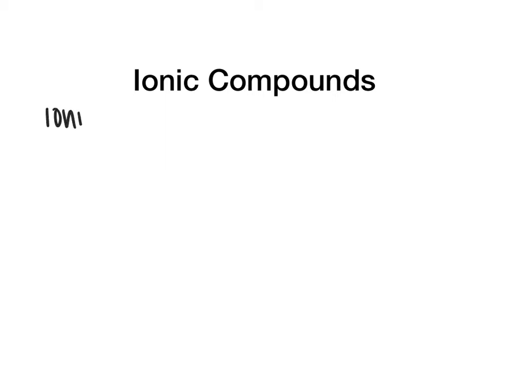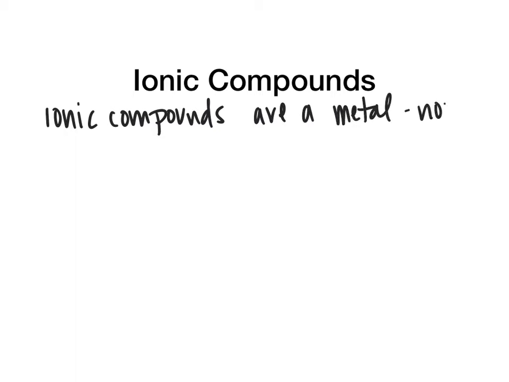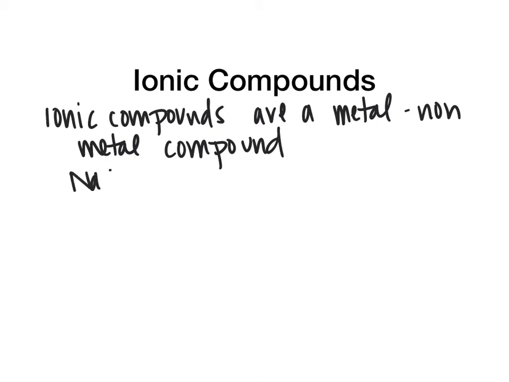So ionic compounds are a metal, nonmetal compound. And we have seen so many of these through this semester. Sodium chloride is an ionic compound. We could have magnesium oxide, and we could also have magnesium fluoride. Anything where we have something from the left side of the periodic table interacting with something from the right side.